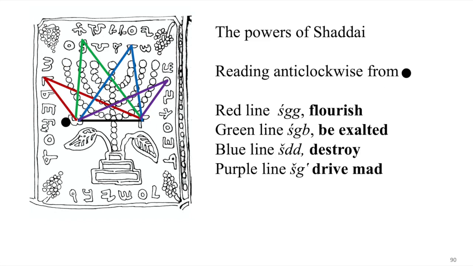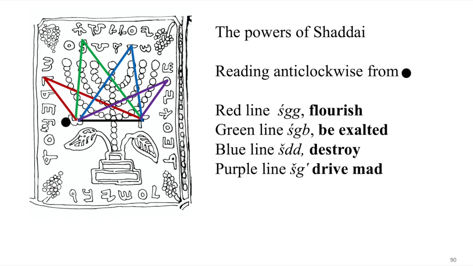Now, this is one I loved finding. I couldn't believe this one actually worked. But I think it looks like a crown. I don't suppose for one moment it was intended to look like a crown, but that's how I imagine it. If you read these four triangles, all based on the letters for Shaddai, and you start each of the triangles with the black blob, the red line says flourish. The green line says be exalted. So that's one aspect of her. The blue line says destroy. It's one of the meanings of Shaddai, the destroyer.